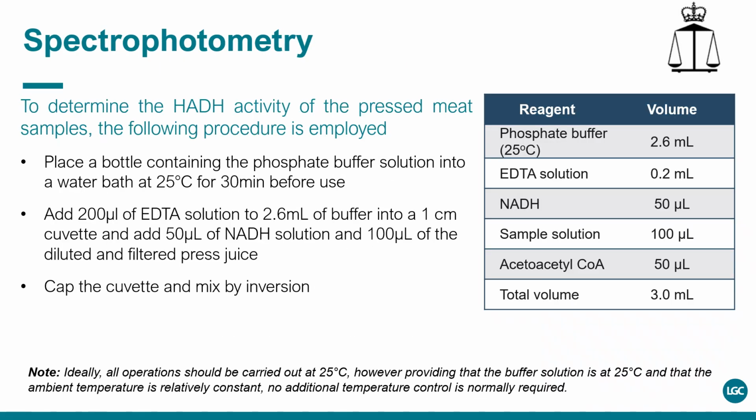To analyze a sample of diluted express meat juice, place a flask containing the phosphate buffer solution into a water bath at 25 degrees C for 30 minutes before use. Add 200 microliters of EDTA solution to 2.6 milliliters of pre-warmed phosphate in a 1 cm cuvette, and then add 50 microliters of NADH solution and 100 microliters of the diluted and filtered pressed juice. Cap the cuvette and mix the contents by inversion.